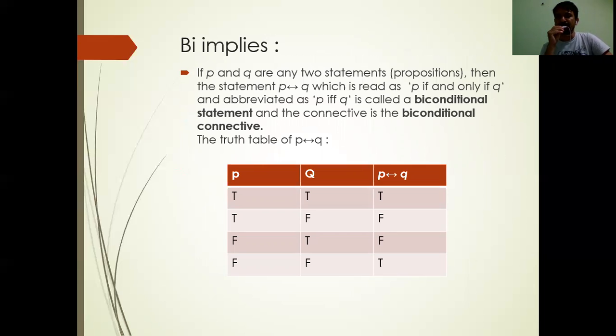Similarly, the last one, biimplies. What is biimplies? I use the words if and only if. If P and Q are any two statements, then the statement P biimplies Q, which is read as P if and only if Q, is called the biconditional statement, and the connective is the biconditional connective. The truth table for biconditional: if both are true or both are false, then only P biimplies Q is true, otherwise it is false. Right?